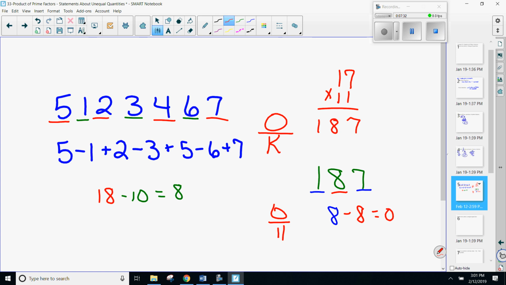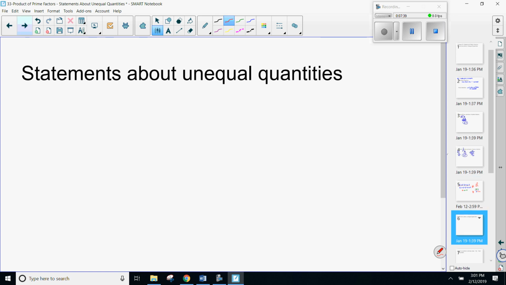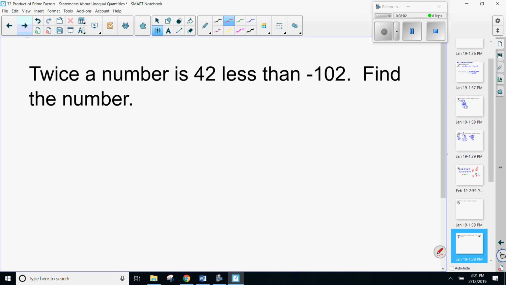Okay, so that's the rule for 11. But anyway, just writing as prime factorization or as a product of prime numbers. The key thing in this lesson that's not so much review is when you have statements of unequal quantities. For an example, my age is so many years older than your age. How can we come up with an equation in order to solve that? Or you have a sibling that's so many years younger than you or less than you. So same thing, we can write an equation and then solve in order to find the number.